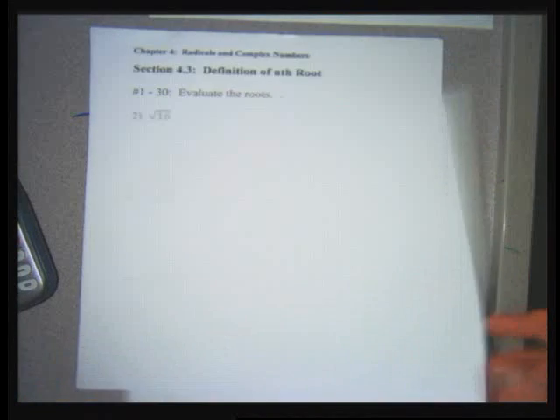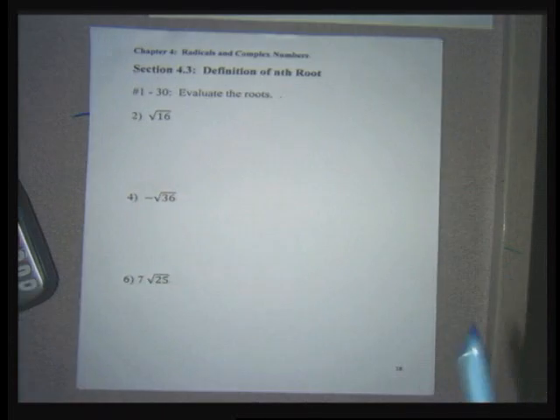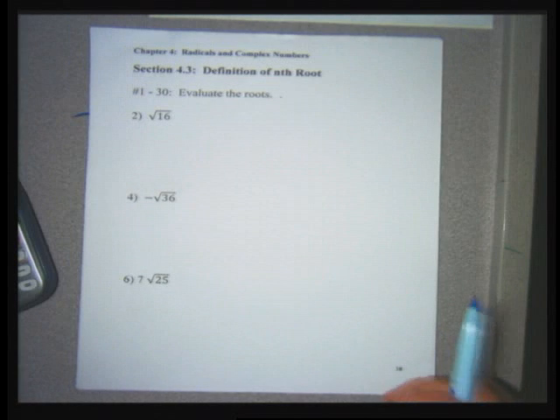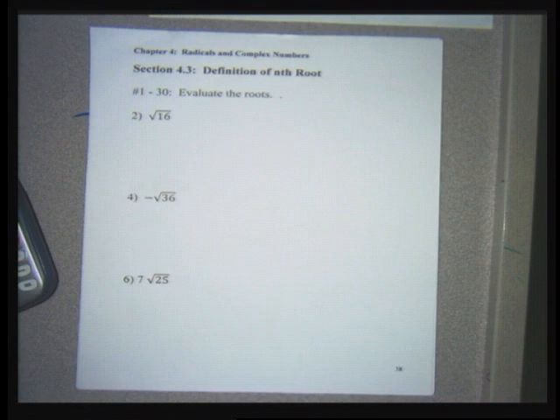So I'm going to jump into the section now. The first problems between 1 and 30, I can do them either in my head or on my calculator. Even if I could do them in my head, I'm going to confirm on my calculator to make sure I'm not getting the wrong answer.